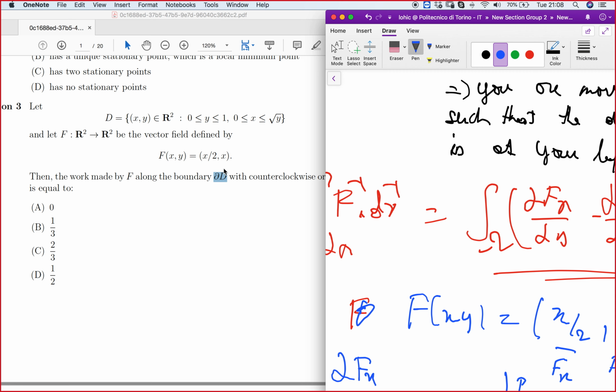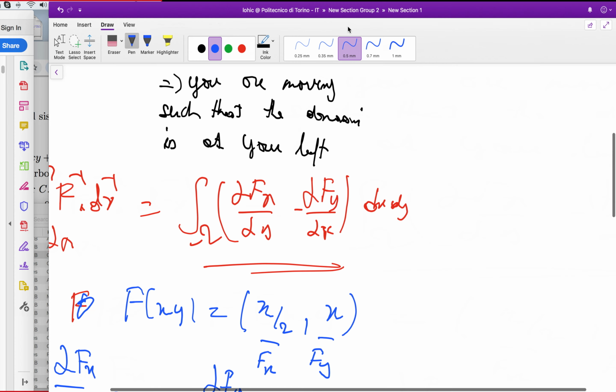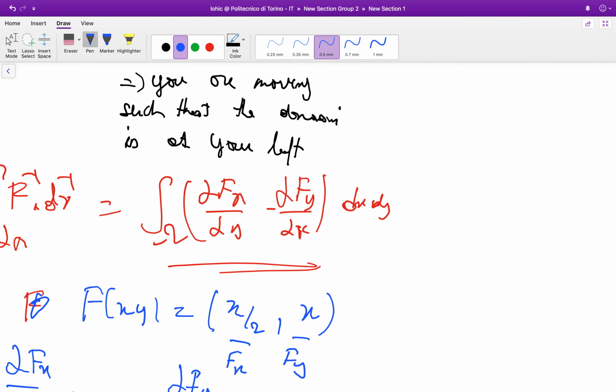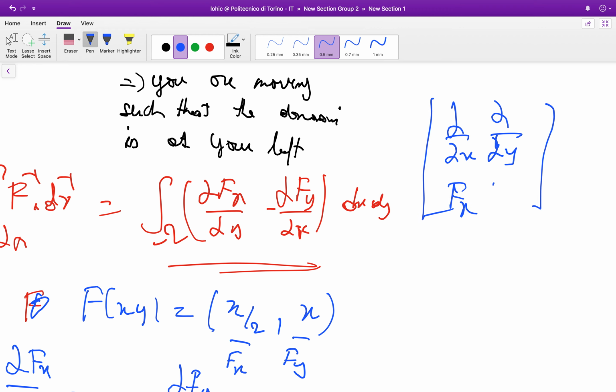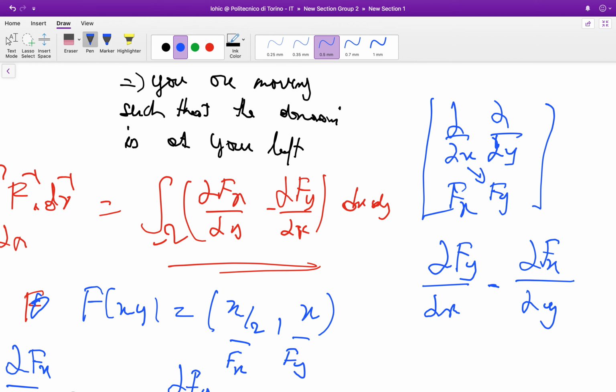The derivative will be, no, I am afraid it's the derivative of f_y with respect to x. It's like you take the derivative with respect to x, the derivative with respect to y, and then you put f_x and f_y, and then you take the determinant. So it is first the derivative of f_y with respect to x minus the derivative of f_x with respect to y. Is that clear?